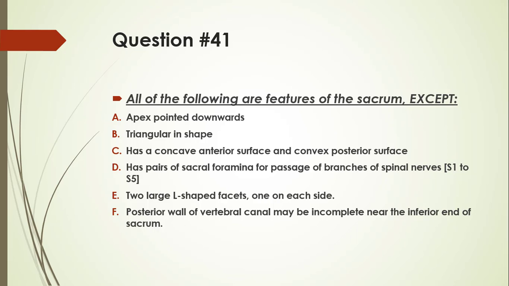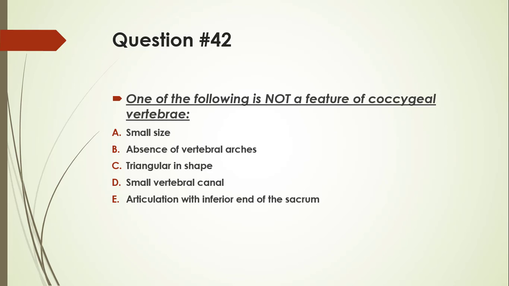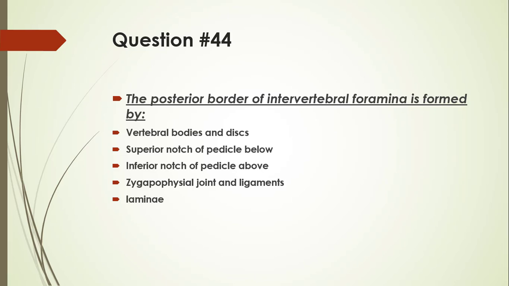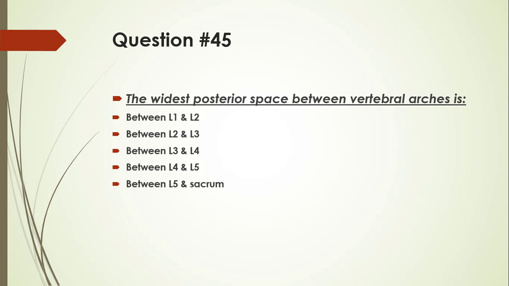41. All of the following are features of the sacrum except. 42. One of the following is not a feature of coccygeal vertebrae. 43. One of the following does not affect structures passing through intervertebral foramen. 44. The posterior border of intervertebral foramina is formed by. Last question. The widest posterior space between vertebral arches is.